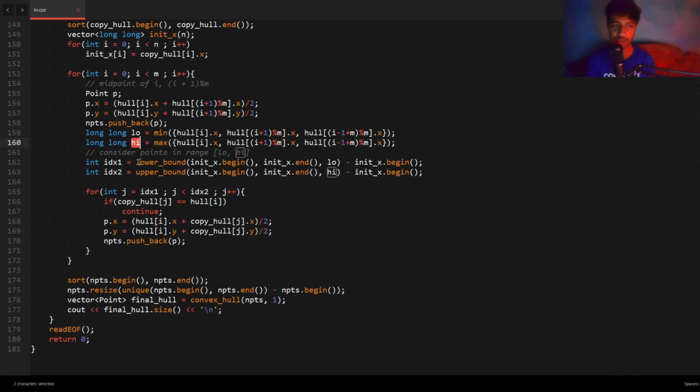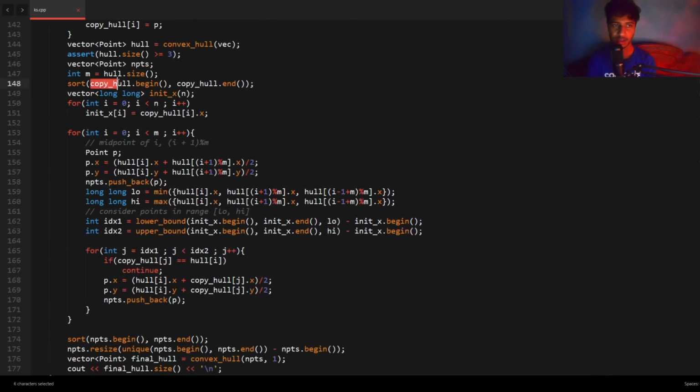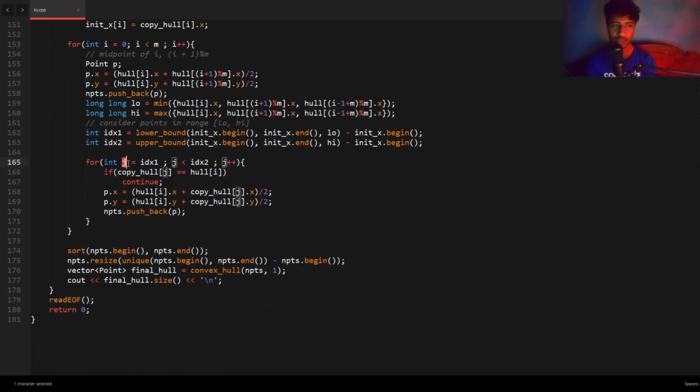Then IDX1, you are doing a lower bound on the low value, right? So the minimum index in the copy hull array that we need to consider is IDX1. The maximum will be IDX2. So you do a lower bound on low, you do an upper bound on high. Fine. Now J will go from IDX1 to IDX2. If copy hull is equal to hull, you don't consider it. Otherwise, you take the midpoint and you push that, push the P, right?